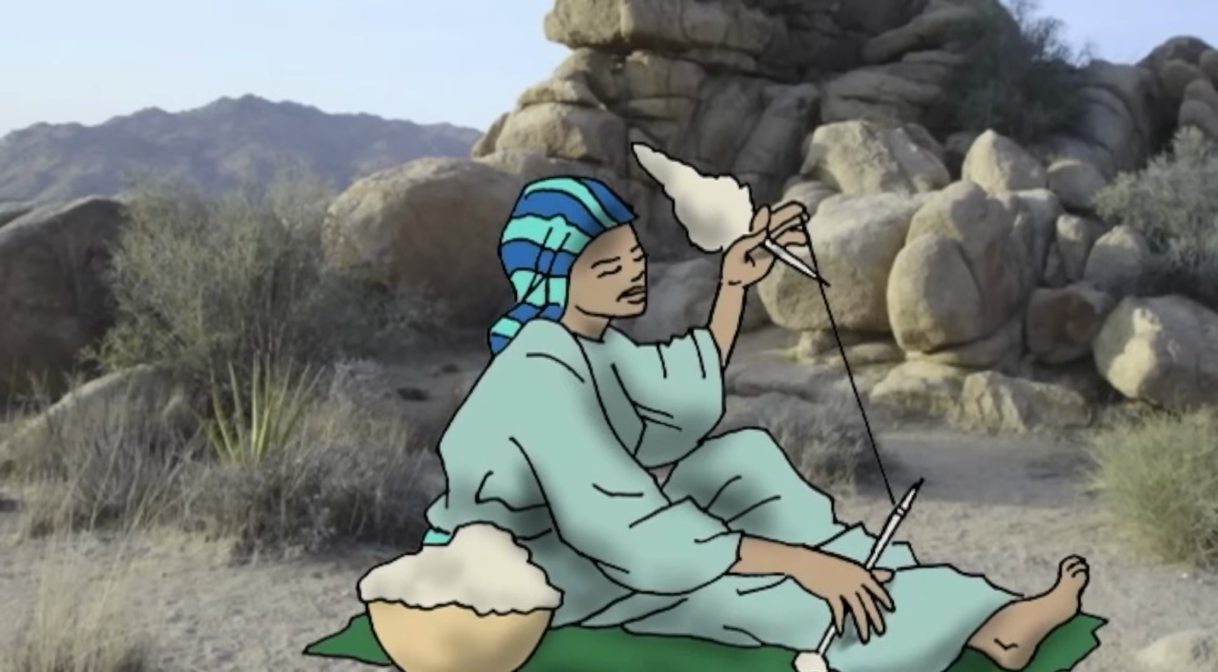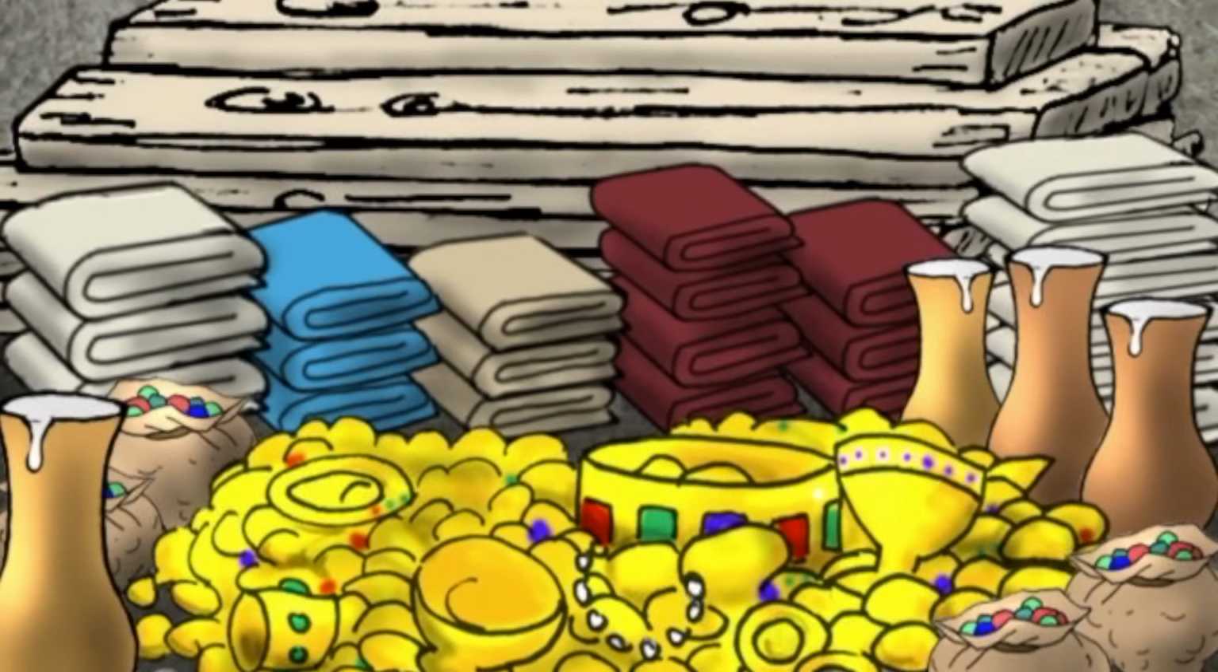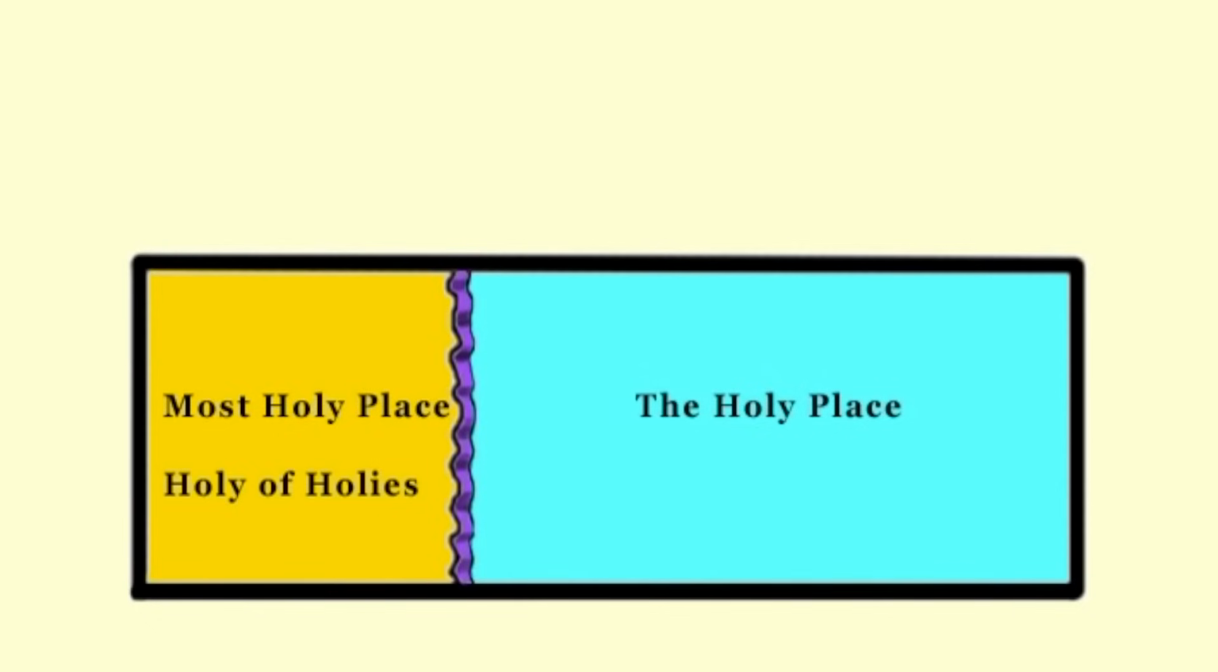Skilled women spun goat's hair and blue, purple, and scarlet material and fine linen. The men brought acacia wood, precious stones, spices, and oil. The tabernacle was built following God's directions and made of the finest materials. It had 2 rooms separated by a floor-to-ceiling curtain or veil.